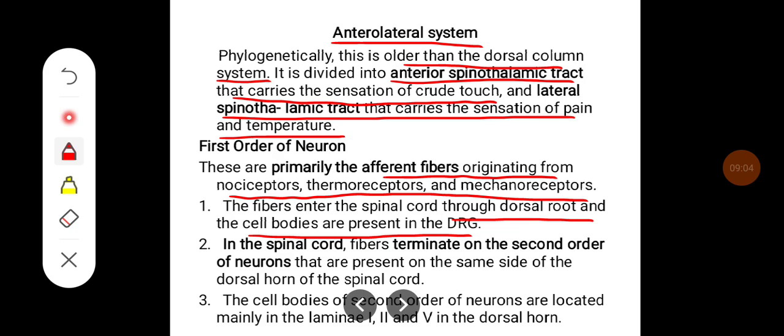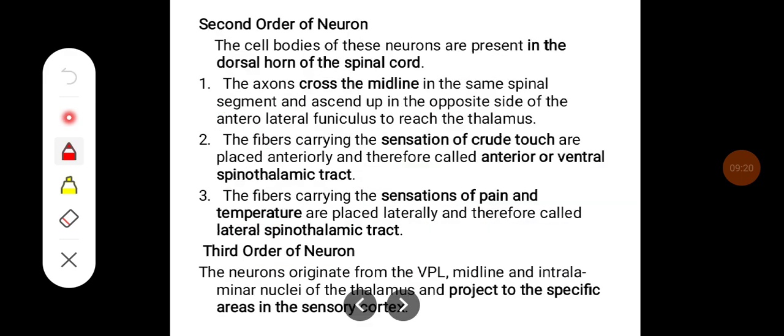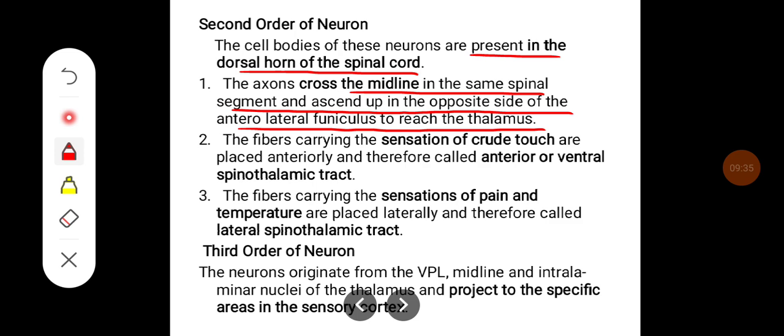In the spinal cord, the fibers terminate on the second order neurons that are present on the same side of the dorsal horn of the spinal cord. The cell bodies of the second order neurons are located mainly in lamina 1, 2 and 5 in the dorsal horn. The axons cross the midline in the same spinal segment and ascend on the opposite side of the anterolateral funiculus to reach the thalamus.